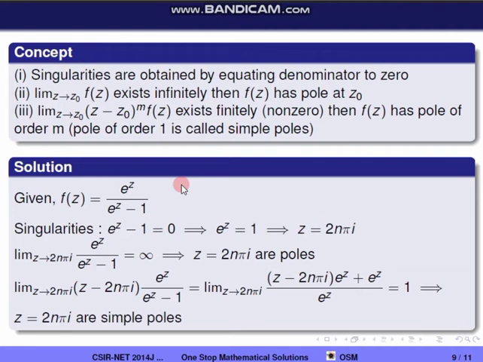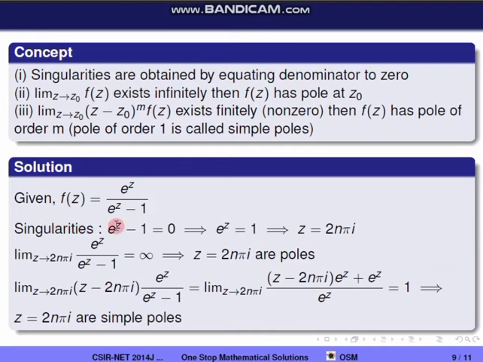So we are given f of z to be this. So we know this cannot be an entire function because it is not analytic at a point where the denominator becomes 0. So it is not entire. Entire means it should be analytic everywhere. So now we'll find the singularity points.